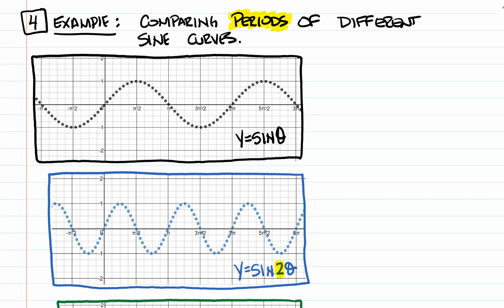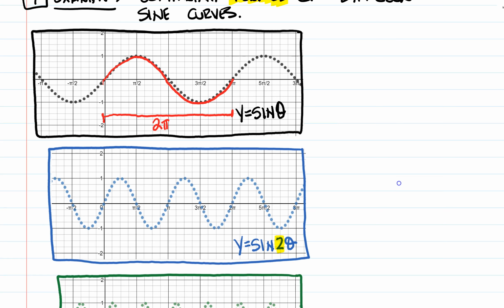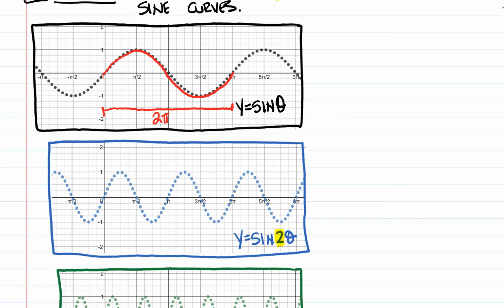Okay, box number 4 is a very, very important box in terms of showing you how to come up with the periods for different sine curves. So I'm going to show you 3 different sine curves. The first one, in black here, is just the regular old sine curve, and we can clearly trace out the period, and that period is worth 2 pi. Remember again, the period is the distance it takes to complete one full cycle. Let's compare that to this blue graph down here, and the equation for the blue graph is y equals the sine of 2 theta.